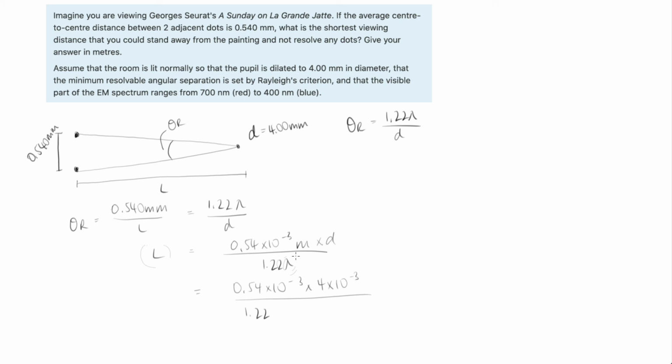Therefore, we want to know where we're not going to be able to resolve any dots. So we want to know where we start losing our short wavelength dots. So therefore, this is going to have to be our 400 nanometers. And we've seen this in questions previously. So when we work that out, we get roughly 4.43 meters. And that's how we do this question.